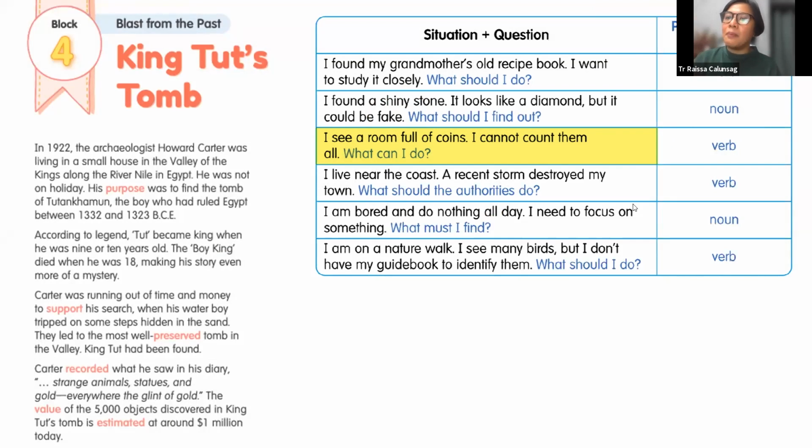Unmute and tell us about why you thought it was estimate. Go ahead. Since there's a room full of coins, since there's a lot of coins, we will just estimate the amount. Very good. It's a room full of coins. Do you think it's possible to count a room full of coins?